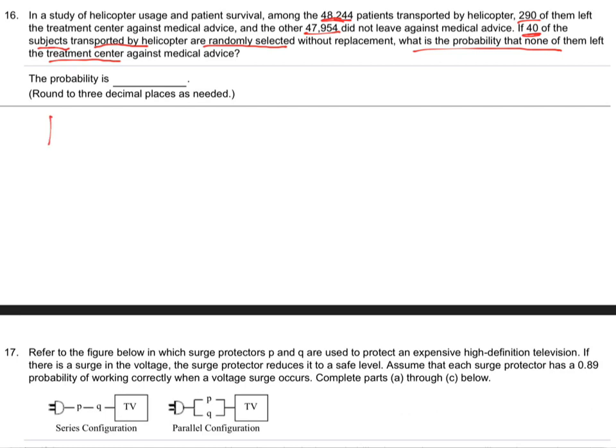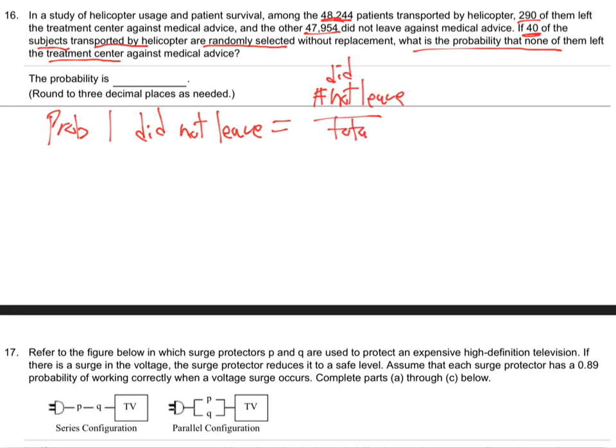Well, what's the probability that one did not leave? You're just going to grab one. Let's just start with 1. Well, what's the total? The number that did not leave over the total, right? That's how we always do probability, the number of whatever you want over the total. So what's the number that did not leave?